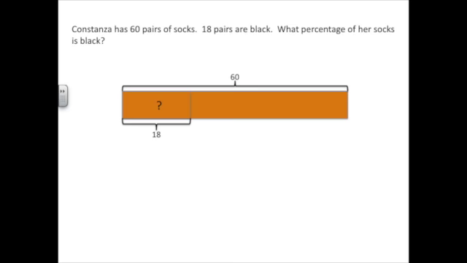So now we can begin to solve, now that we have our bar model drawn. So we know that 18 out of 60 of her socks are black. We have a fraction here that we want to change into a percentage. So to change that into a percentage, we want to multiply times 100, which is the same as 100 over 1. Now we can solve, we can cross cancel. We can cross cancel again. We can divide both of those by 2. Now if I rewrite this, I have 18 thirds times 5 over 1. I can simplify this fraction here by dividing both by 3.